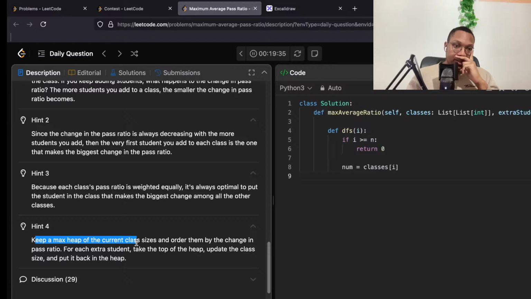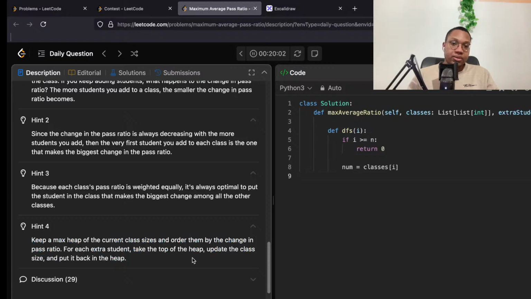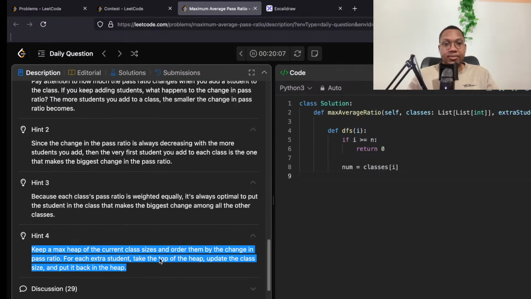Keep a max heap for the current class sizes and order them by the change in pass ratio. This is what I want to do, but I don't know how to do that. For each extra student, take the top of the heap, update the class size, and put it back in the heap. Yeah, this is what I wanted to do, actually. I just don't know how you can calculate that. Keep a max heap of the current class size and order them by the change in the pass ratio. Wait, I get it. I understand now. This makes sense. I got it.